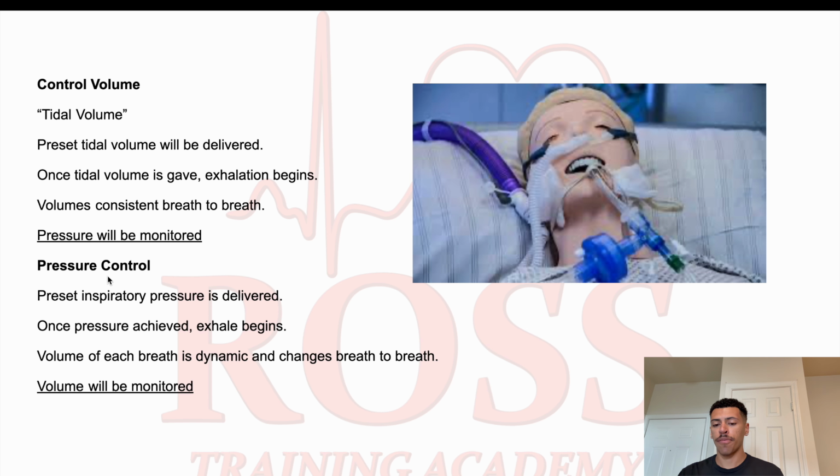The next one, we have pressure control. And so you're going to preset the inspiratory pressure that's going to be delivered. Once that pressure is achieved by the ventilator, so it's just going to send air into the patient's lungs until it arrives at the pressure that you set. That's when it'll stop and let you exhale. So the volume of each breath is going to be dynamic, and it's going to change for each breath. And so we're going to have to monitor the volume and make sure an adequate volume is being given to the patient.